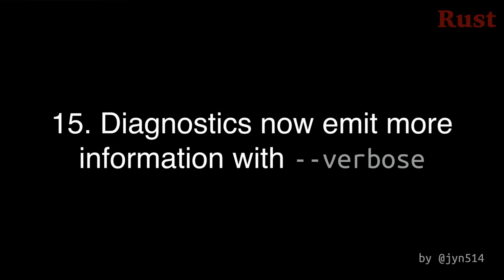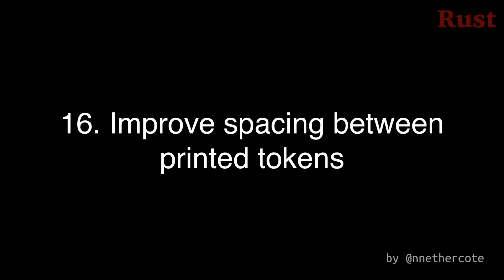Number 15. Rust's compiler diagnostics were ignoring the --verbose compiler flag, which seemed kinda silly. Now when the --verbose flag is present, diagnostics print out more information, like showing full types and error messages and not eliding similar types.